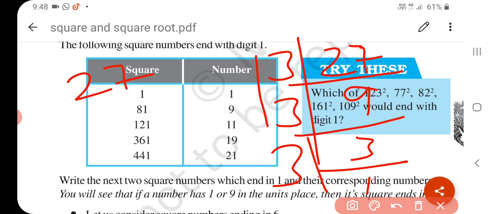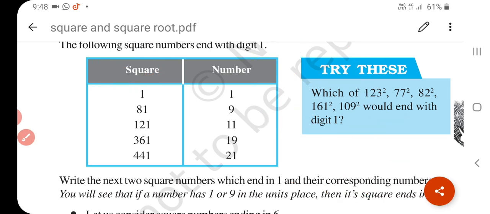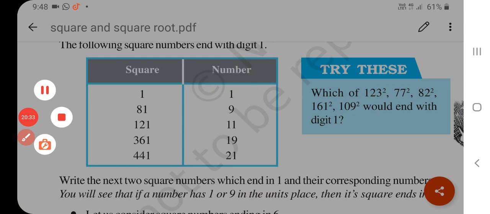In another way we can see this: here it is a 7, and we know that if the unit place has 2, 3, 7 or 8, then it is not a perfect square. Understand?